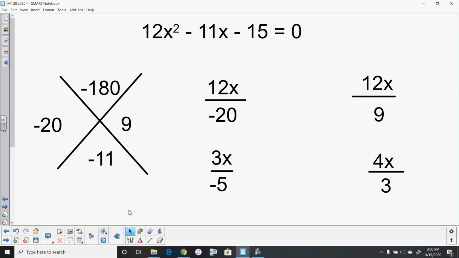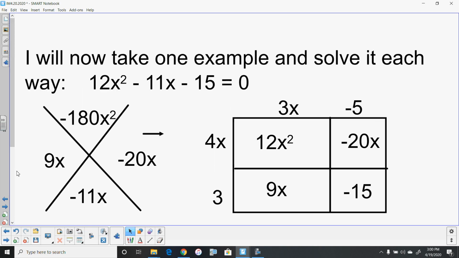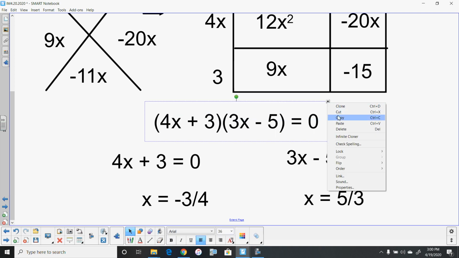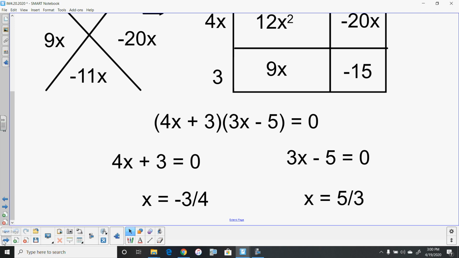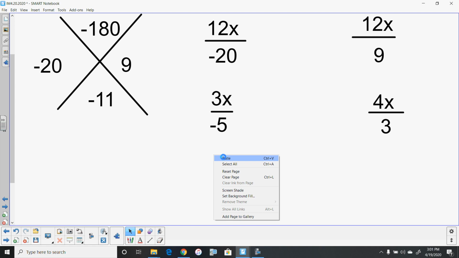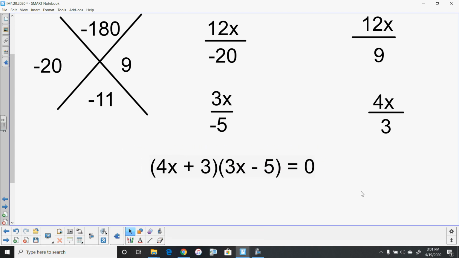Okay, now that we have the fractions simplified, very similar to how we finished the problem before, I'll go back a slide and just show you. We've now got it to 4x plus 3 times 3x minus 5. In other words, because I've simplified the fractions as much as possible, then they go into binomials that way.